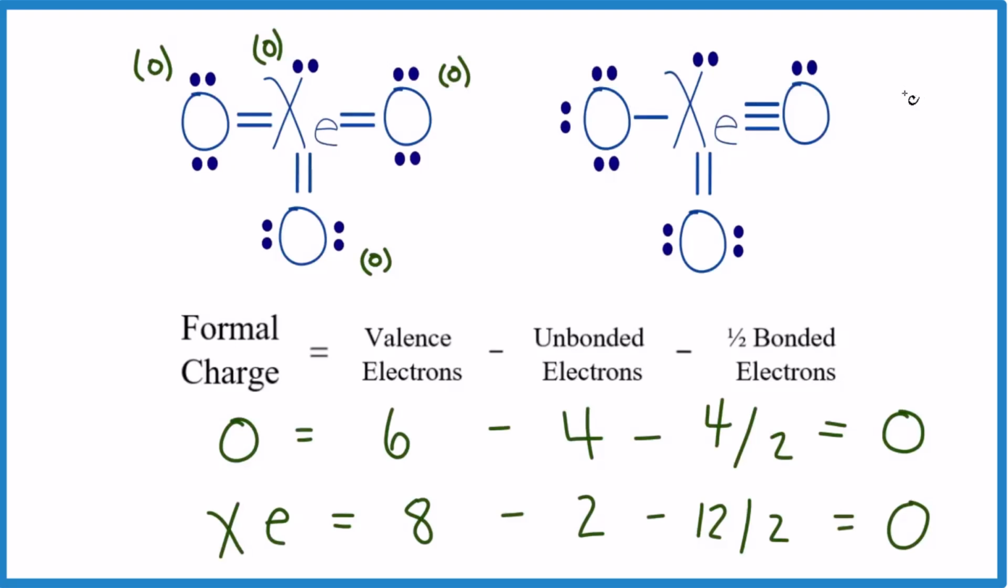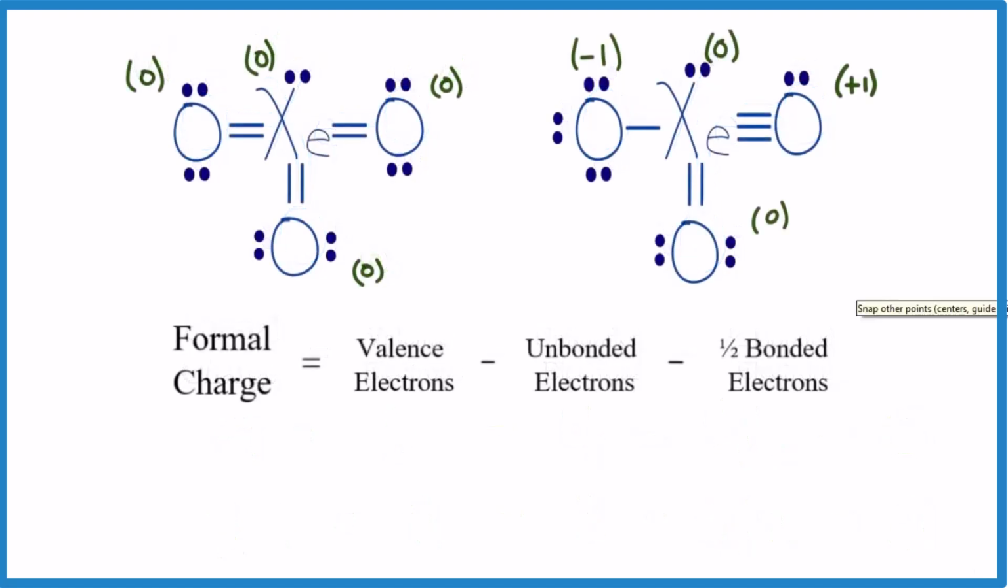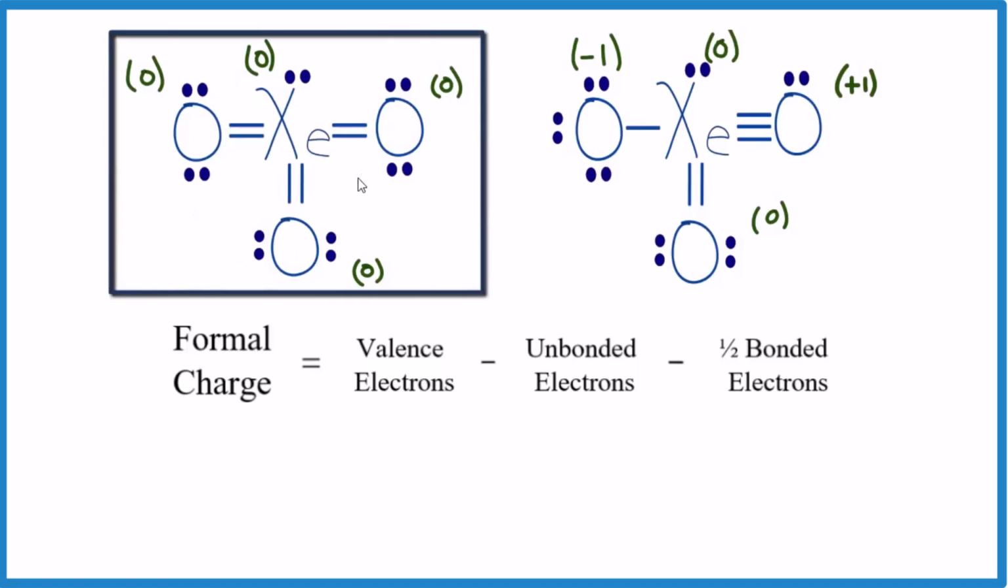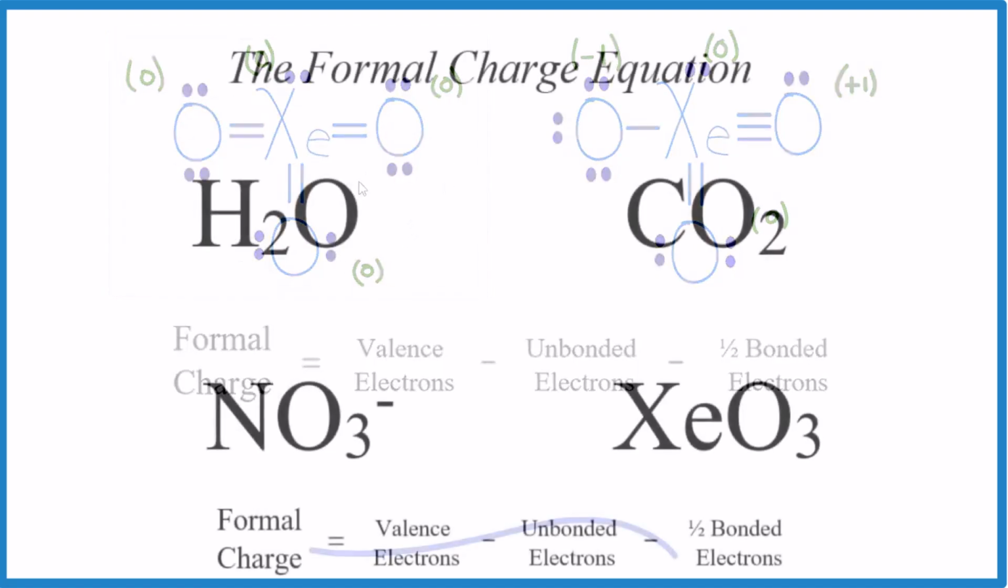If we calculate the formal charges for this molecule right here, this is what we end up with. You can see that our formal charges are not as close to 0. These are all 0. Here we have a -1, and then we have this +1 on an oxygen, which is kind of odd because oxygen is very electronegative. So this structure here is going to be less likely. This is the most favorable or best Lewis structure for XeO3.